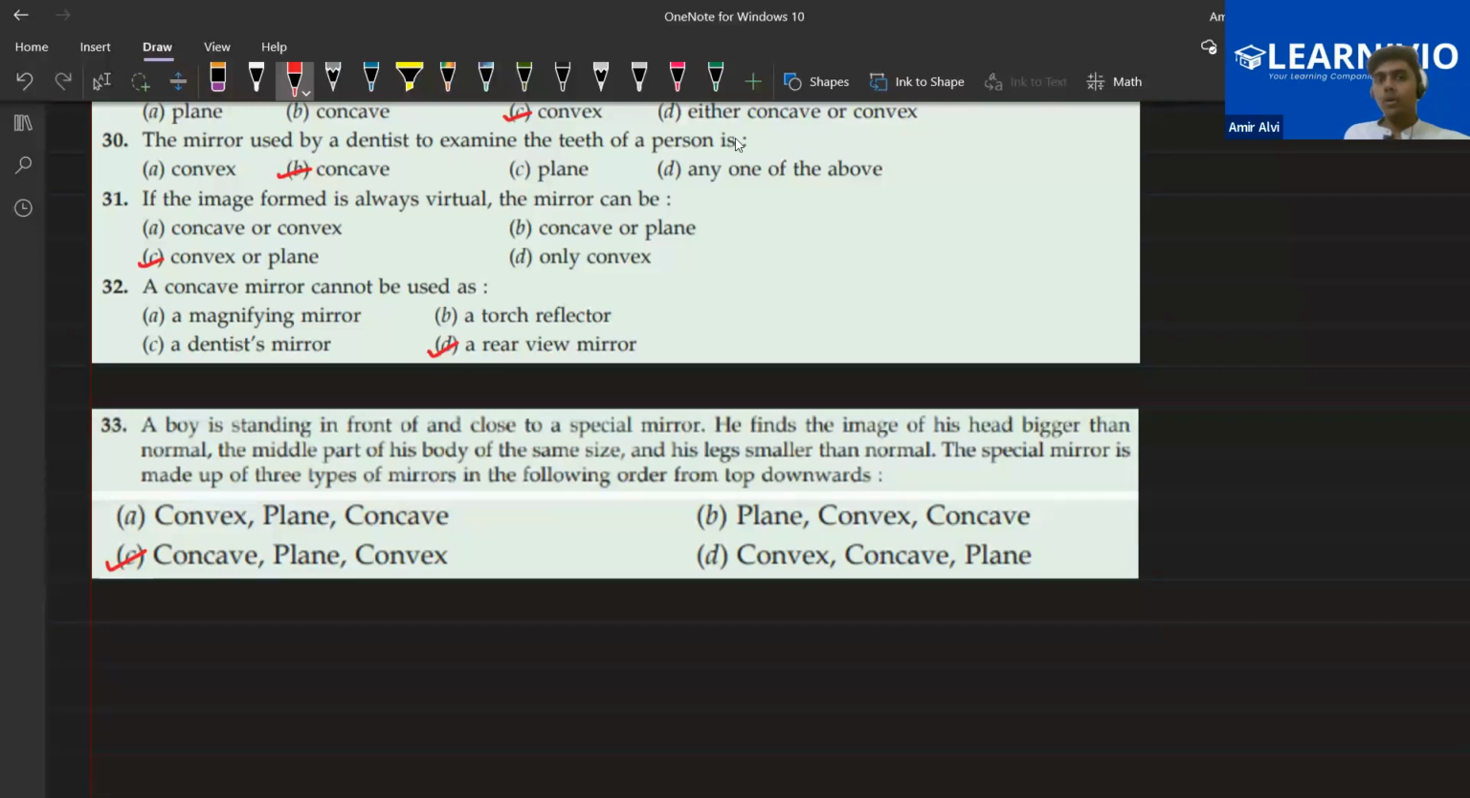Okay, so ठीक है, so that's all for this class, everybody. Okay, so in the next class we will do the mirror formula. Okay, so till now you have to practice the ray diagrams, ठीक है?